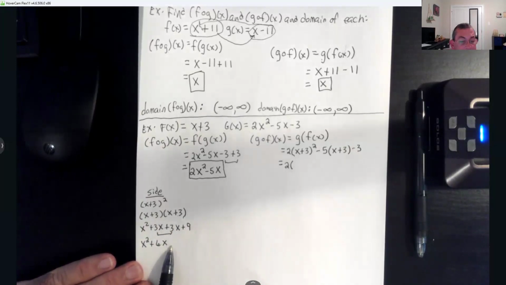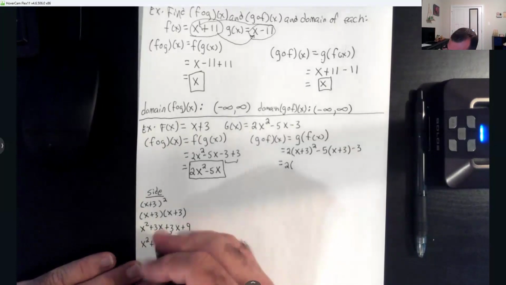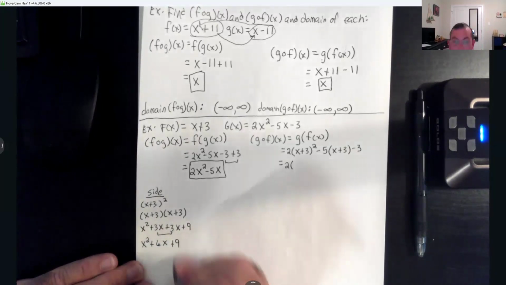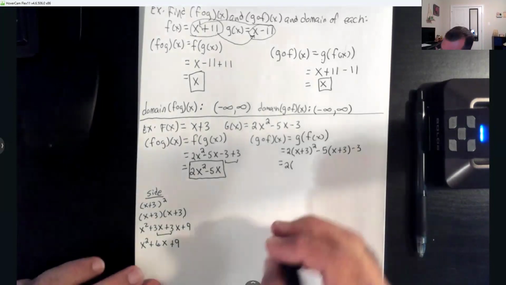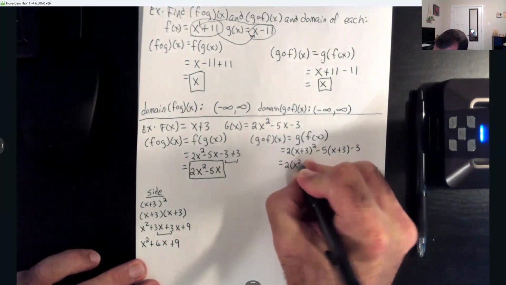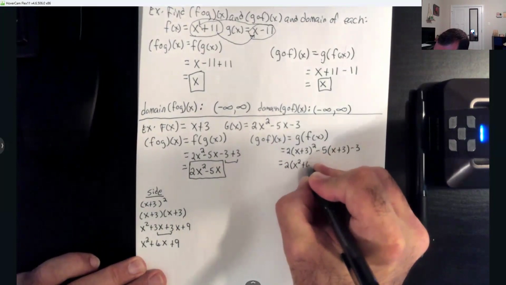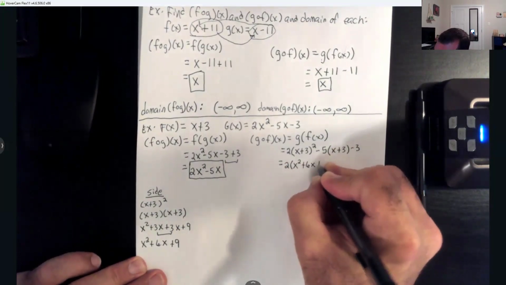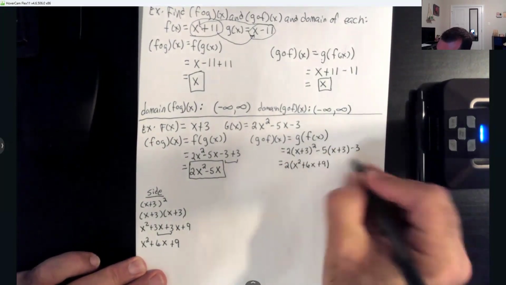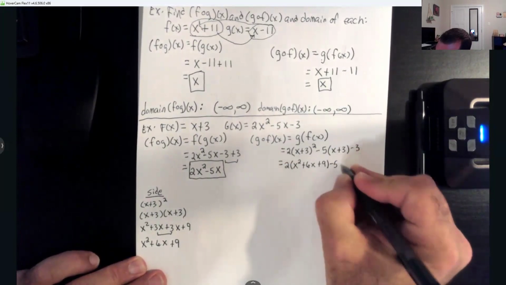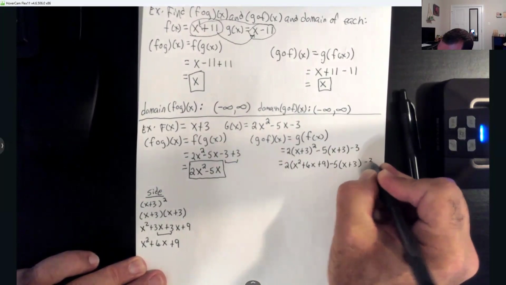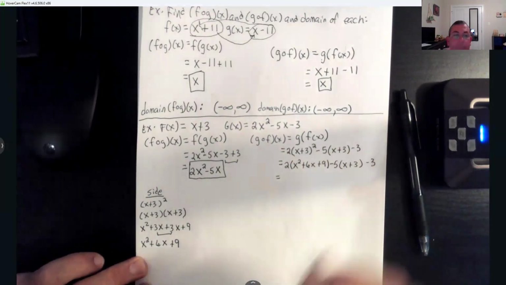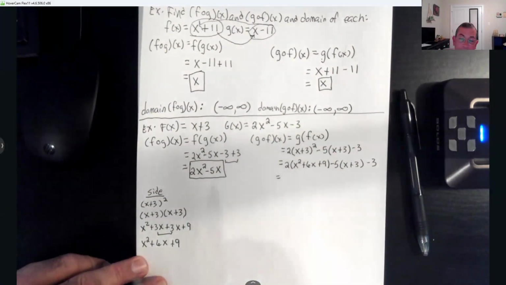So remember this 6 had an x on it and then bring down that plus 9. So y'all, this is what x plus 3 squared equals. So we're going to put in x squared plus 6x plus 9. And I'm just going to bring this all down. Minus 5 times x plus 3. And then minus my 3. So here's the fun part.